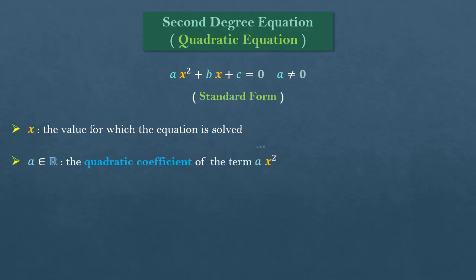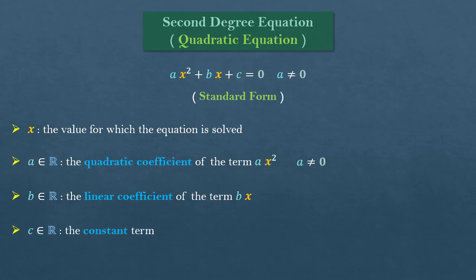And the real number a, which is the coefficient of the term a times x squared, is called the quadratic coefficient and has the crucial condition of being different from 0 so that our equation is considered quadratic. And the real number b, which is the coefficient of the term b times x, is called the linear coefficient. As for the real number c, it is called the constant term. Now let's see how the resolution of this kind of equation goes on.